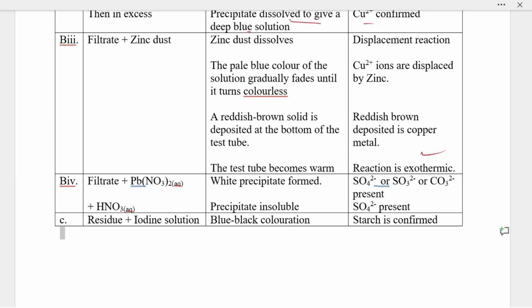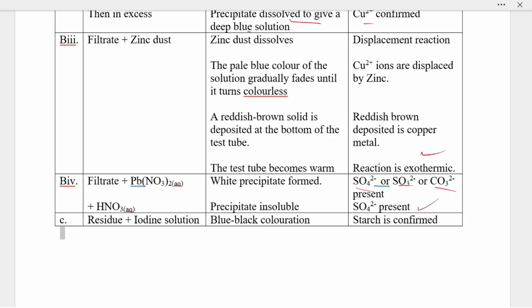You can also be asked to test with lead nitrate, and then after you add HNO3, lead nitrate will give us a white precipitate, which suggests that we have SO4 2-, SO3 2-, or CO3 2-. With HNO3, if the precipitate is insoluble, then SO4 2- is present, and we can confirm it, because the others will be soluble.